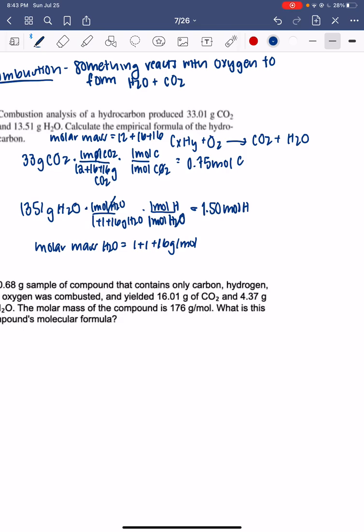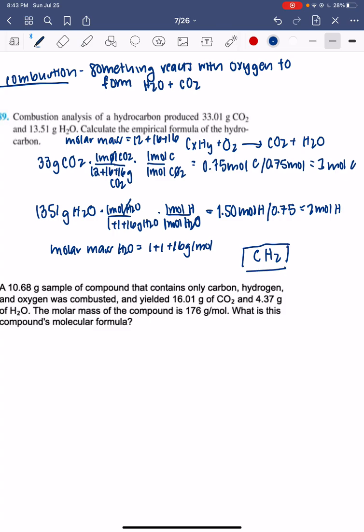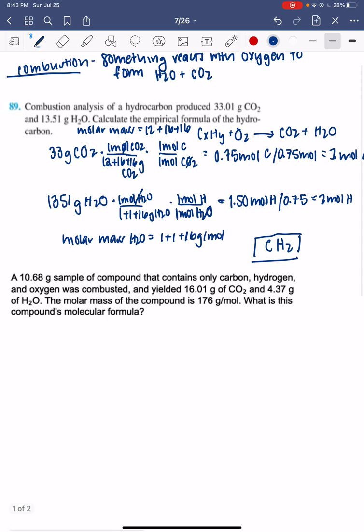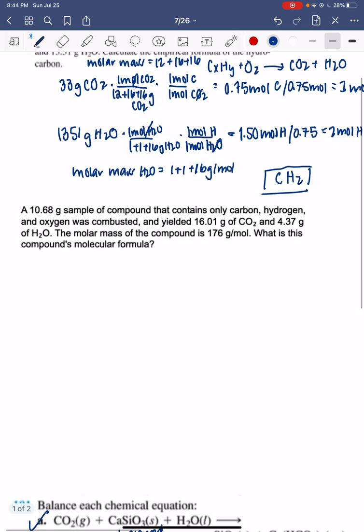If we divide, again, by the lowest amount of moles, which we always do for empirical formula, we're dividing by 0.75. And we are getting an answer of 1 mole of carbon and 2 moles of hydrogen. And our answer ends up being CH2. Pretty straightforward. Let's look at another example that involves oxygen as well.